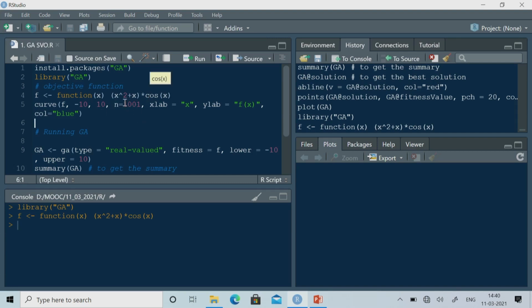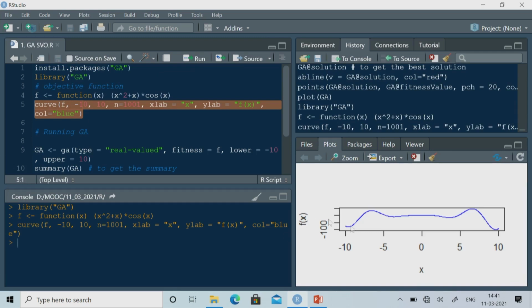If you put a large value, then your curve will be smooth, otherwise it may not be smooth. And then I am putting the x label and y label of this particular curve. The x label is x and the y label is f of x, and I am defining the color as blue, so the curve will be of blue color. So, you can define the color. Now if I select this particular line and run it, then you will get this curve.